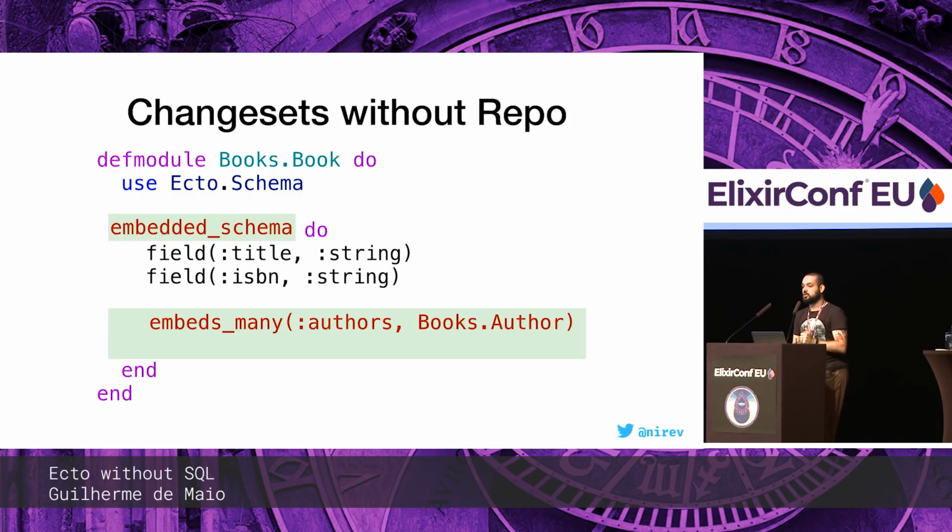And if you want to use a Changeset without a repository, that's that. The embedded schema would just live in your application, in memory. Right? So it doesn't require the source name and doesn't include the metadata field. And in the case of many-to-many, since there's not going to be a relation, you can use embeds_many, and that will create a list, and you can point to the schema in another place.